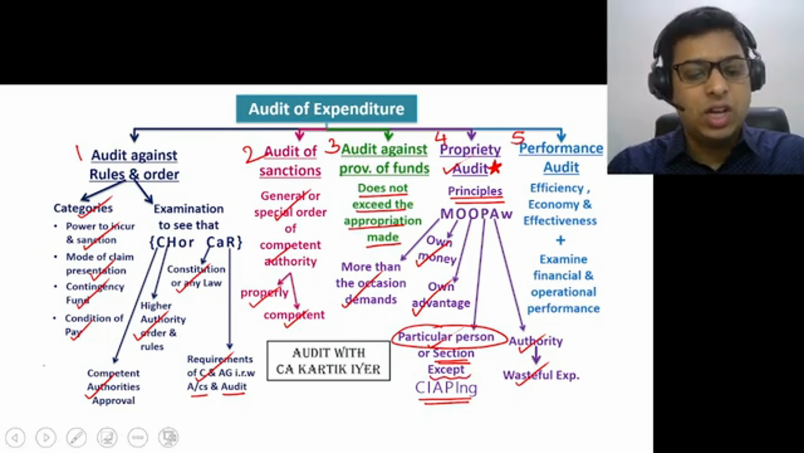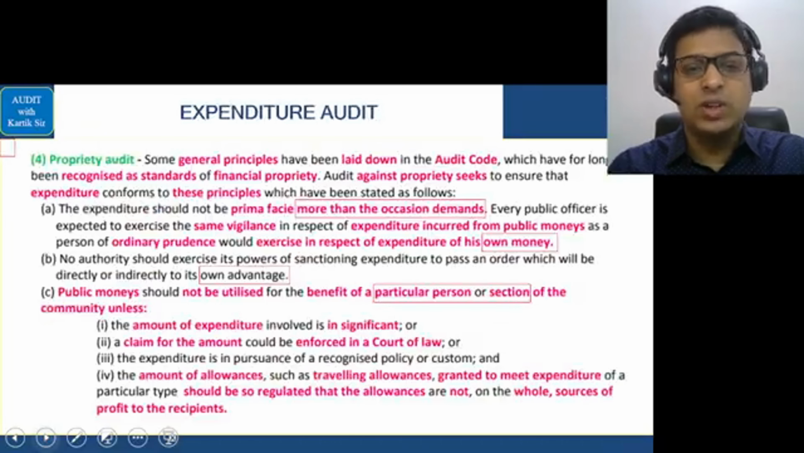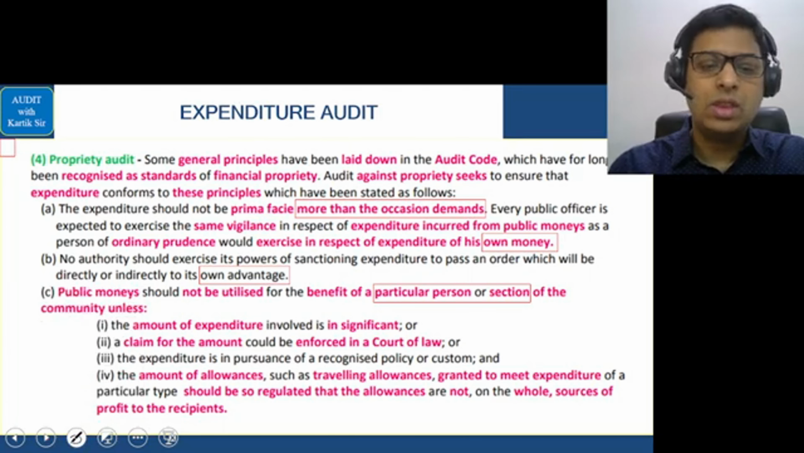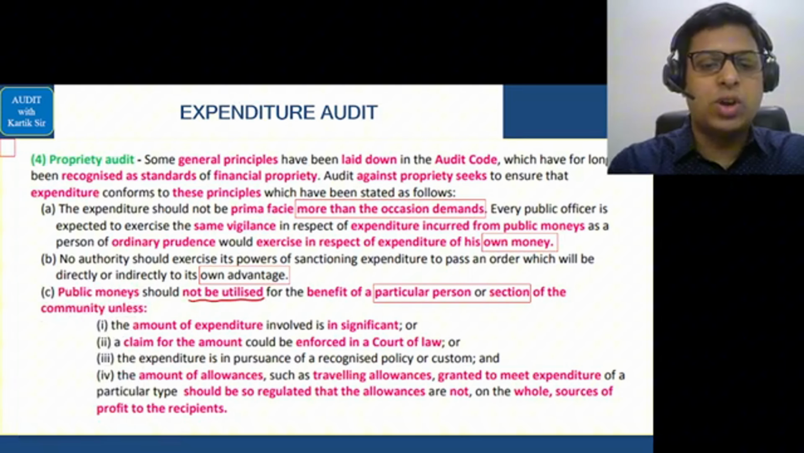Why is that? Because here you can see that there is a point which I'll just show you once again. Public money should not be utilized for the benefit of any particular person or section of the community unless, first, it is enforced by any court of law. Second, if the amount is insignificant. Next, if it is a case of any allowances, traveling allowances granted to meet expenditure of a particular type, then in that case you can favor a person if it is part of the regulations. And finally, if it is part of any policy or custom. So CIAPing is CIAP, and the 'ing' is just written in small just for the code.